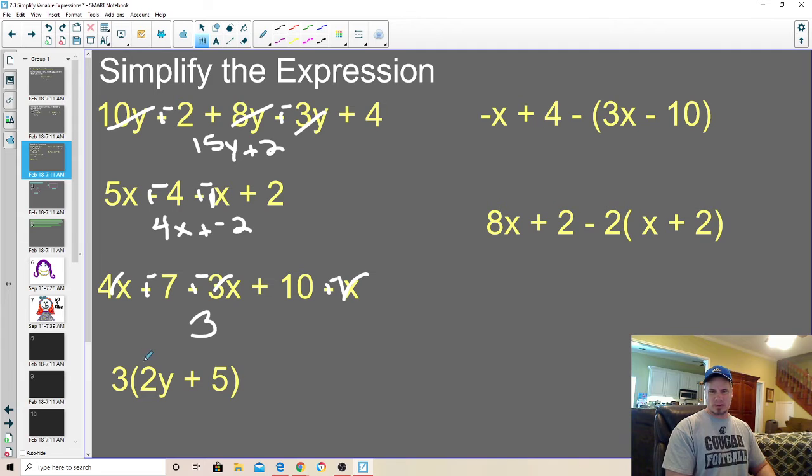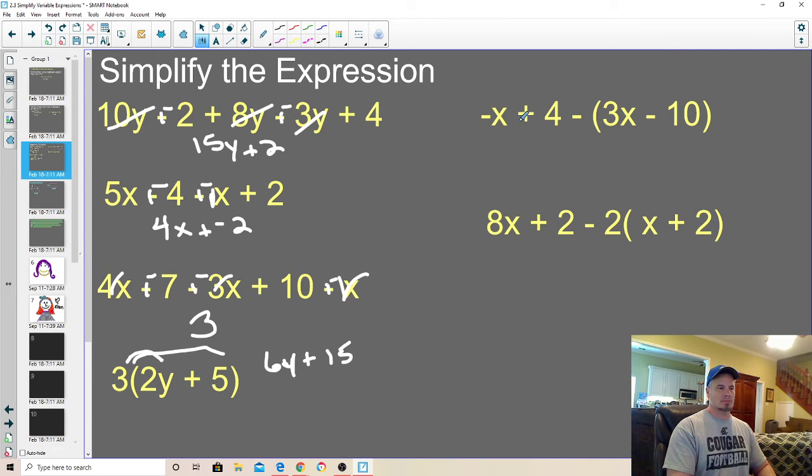Now we've got to do distributive property with this. Okay, so we're going to multiply the 3 times the 2y and we get 6y. We multiply the 3 times the 5 and we get 15. And you're done. Okay, there's nothing to add. There's no like terms, so we just got rid of the parentheses using distributive property.